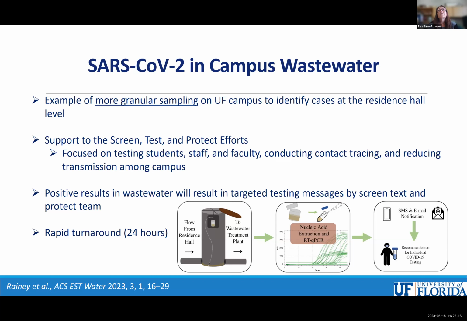So compared to sampling at a wastewater treatment plant, which represents an entire catchment area. So for example, in Cedar Key, it represented all of the 750 people plus visitors moving in and out of that community. Here's an example of where we were actually able to take samples from sewer lines and manholes on the UF campus during the pandemic that were associated with specific residence halls. So now we're looking at populations that are quite a bit smaller. We're looking at 100 to 300 people.